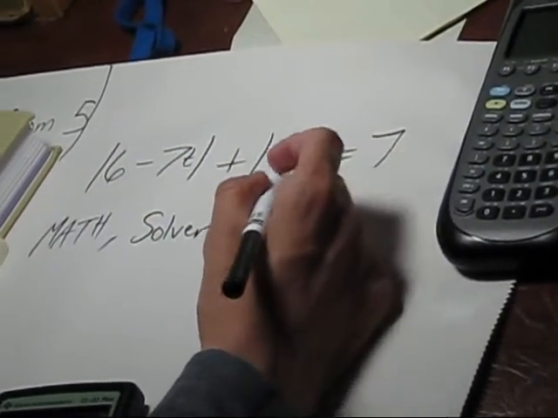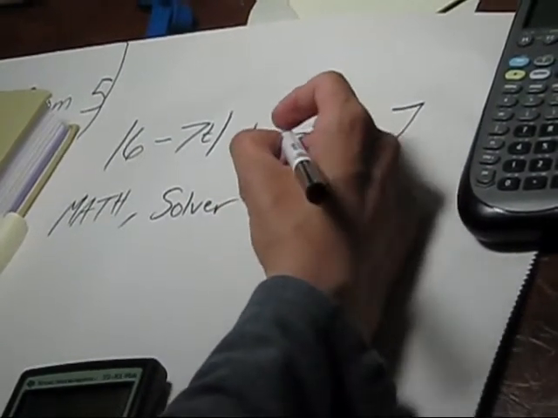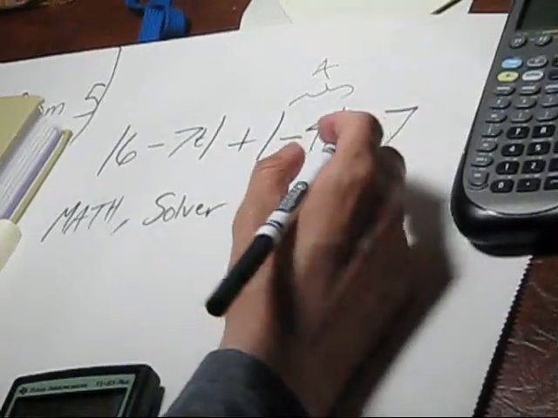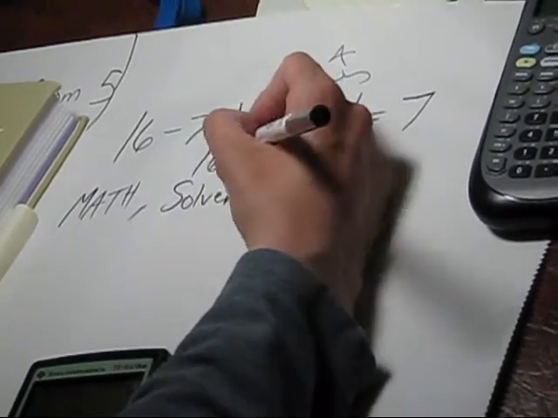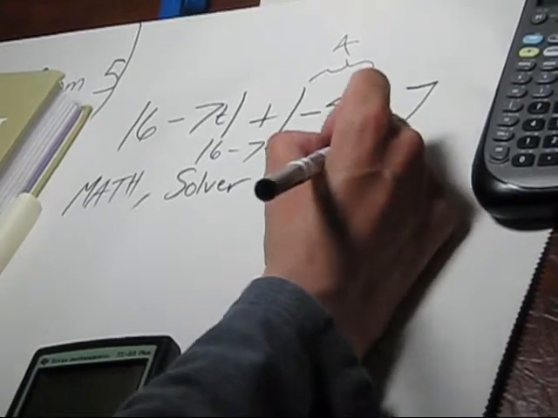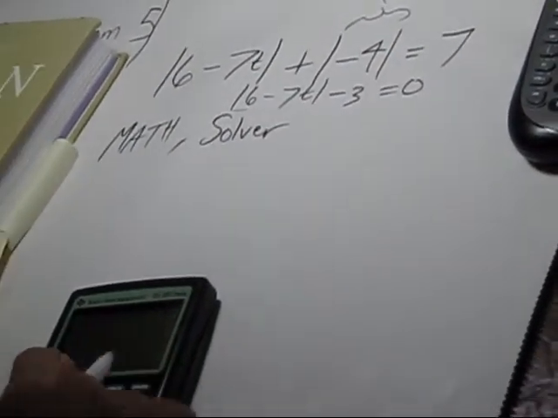So let's subtract this 7 over. Absolute value of -4 is just a 4. And then subtract 7, we'll get a -3. So we have absolute value of 6 minus 7t minus 3 equals 0. That's what we'll enter in this left side to our solver.